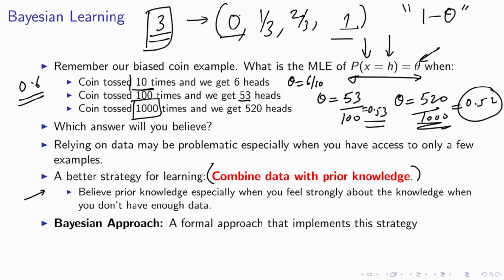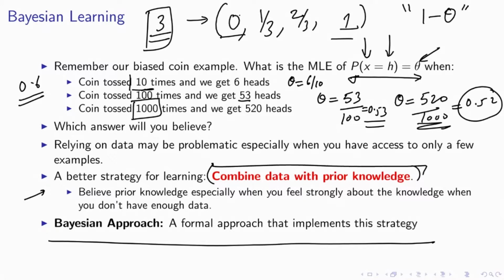more, okay? So what the Bayesian approach does is it's a formal approach that implements the strategy where you believe the prior knowledge, especially when you feel strongly about it, okay, and you don't have enough data. And then you believe the data when you have a large amount of data and your prior is not that strong, let's say, or even if your prior is strong, and somehow you have, let's say, zillions and zillions of examples, in that case, you are going to believe the data, okay? So that's the strategy that we are going to pursue for this class, okay? Combine data with prior knowledge.